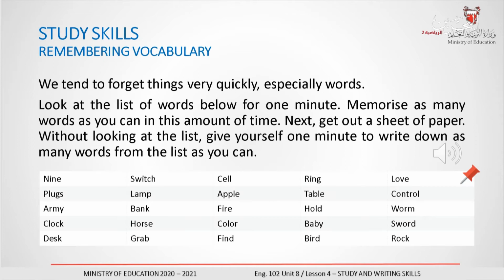Study skills. Remembering vocabulary. We tend to forget things very quickly, especially words. Look at the list of words below for 1 minute. Memorize as many words as you can in this amount of time. Next, get out a sheet of paper. Without looking at the list, give yourself 1 minute to write down as many words from the list as you can.